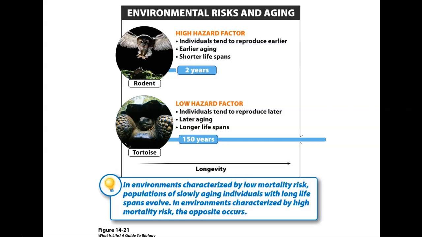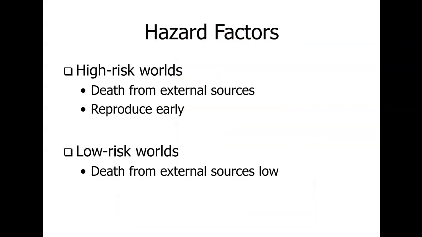Low hazard factors are a relatively low risk of death at each age. The individual will reproduce later on in its life. It ages slower and has a longer lifespan. So high-risk worlds: death from external sources is high and organisms reproduce early. Low-risk worlds: death from external sources is going to be low.